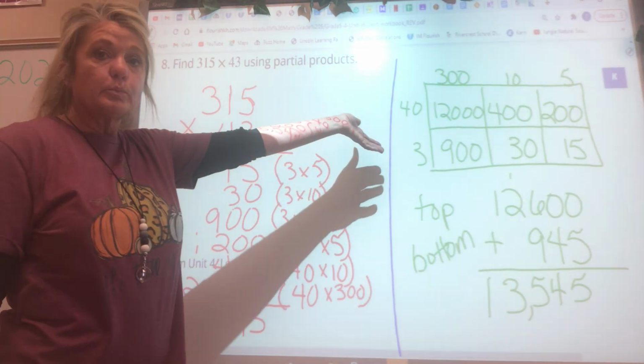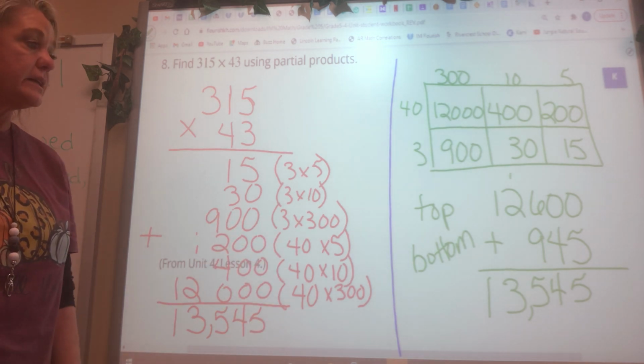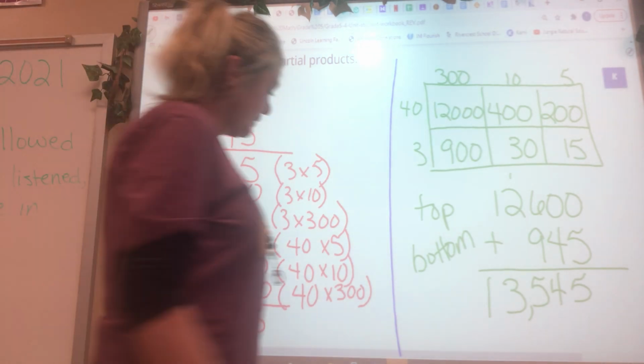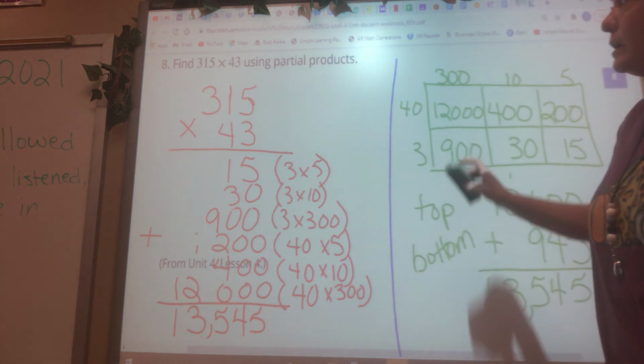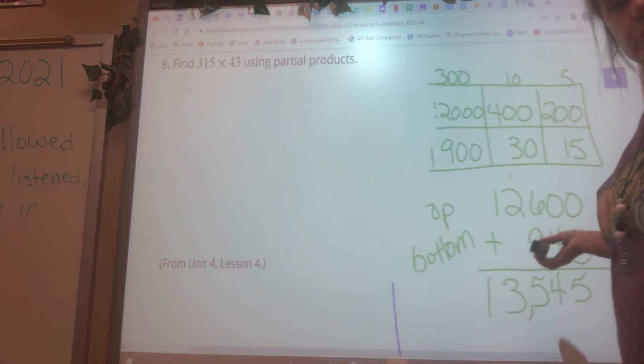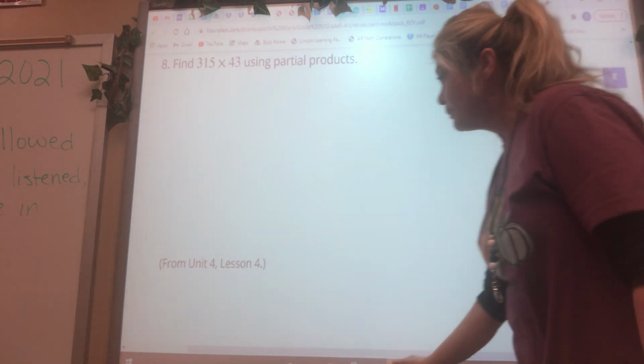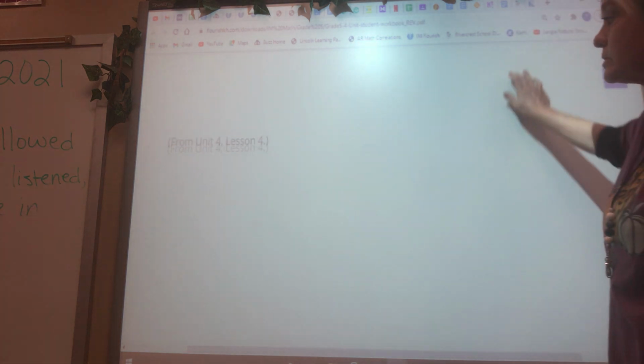If I use a decomposing box to get partial products, I still get 13,545. So either way, if it just says partial product on the quiz, I don't care which way. You could use either method, whichever one works best for you. That's why we learned so many methods.